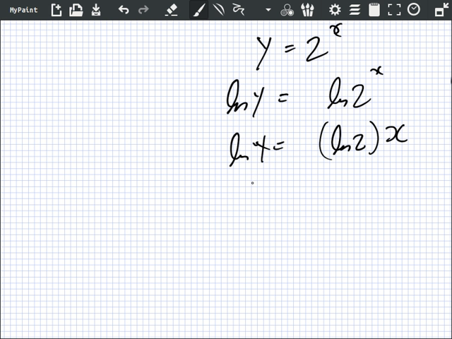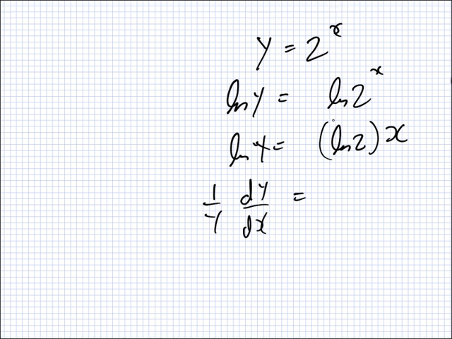Now I differentiate. So this becomes 1 over y dy/dx. What does this become? What's this going to become? What's the derivative of 4x? 4. What's the derivative of 0.9x? 0.9. Okay.